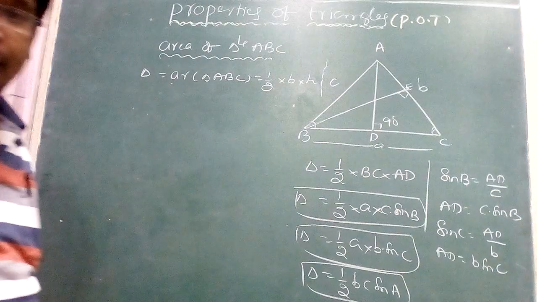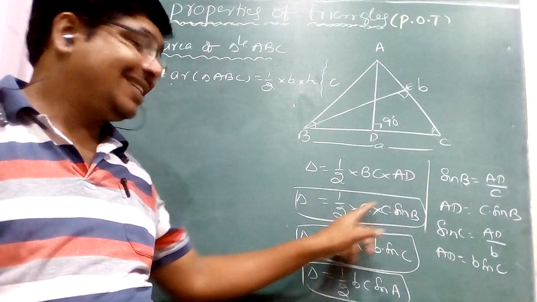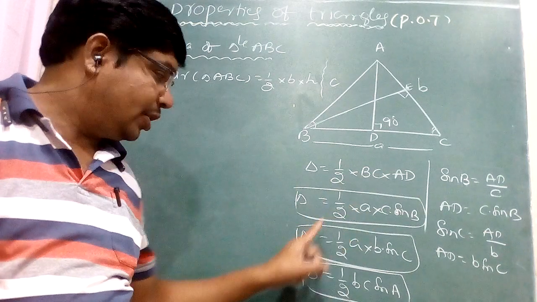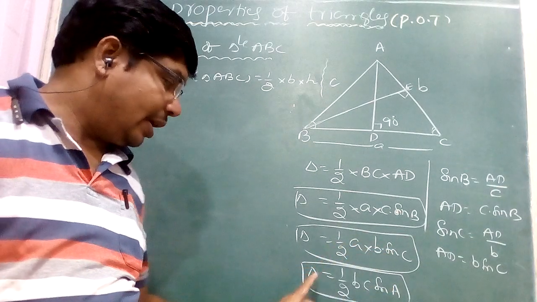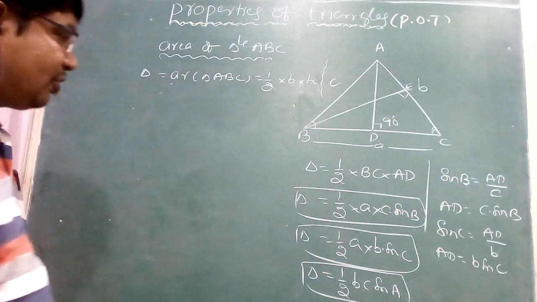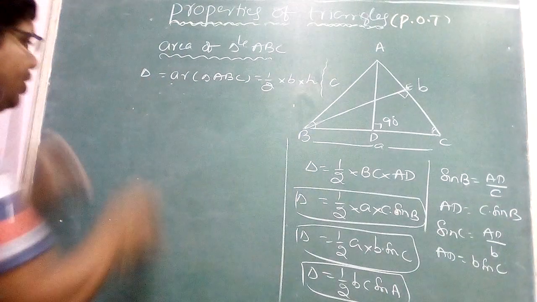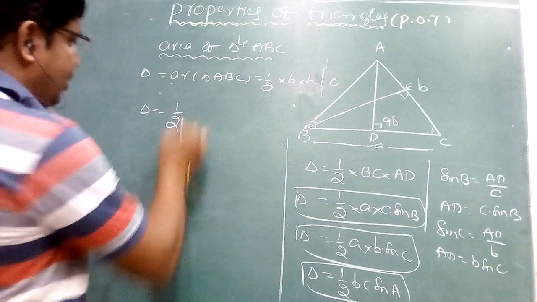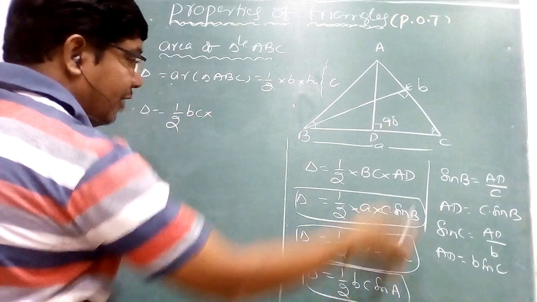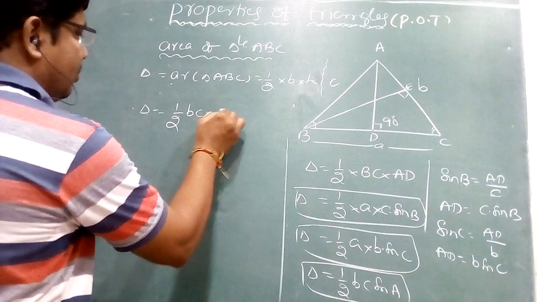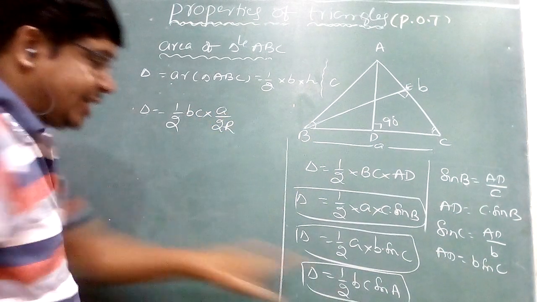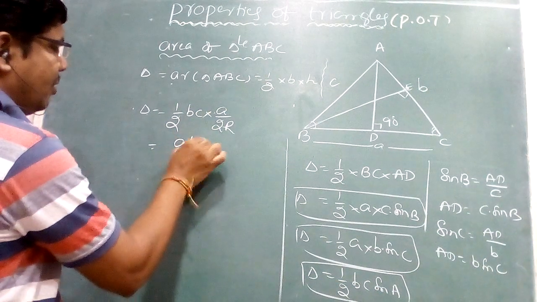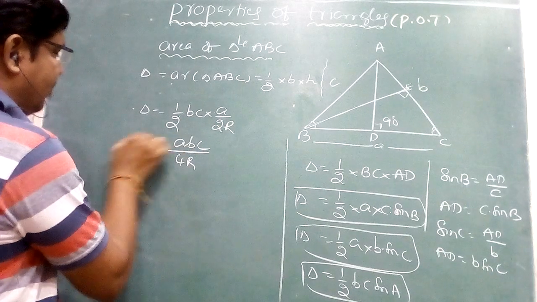Area of triangle is half into AC into sin B. If you know two sides and the included angle, apply this area of triangle formula: half into AB into sin C, half into BC into sin A. From this, delta is equal to half into AB, BC sin A. Previously I found using sine rule sin A is a by 2R. Substituting, abc by 4R. This is one more formula for area of triangle.